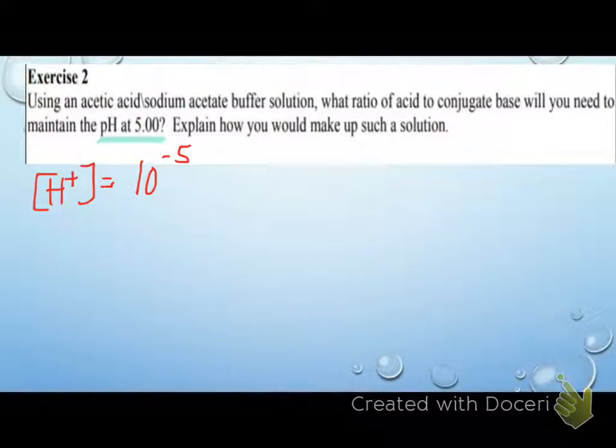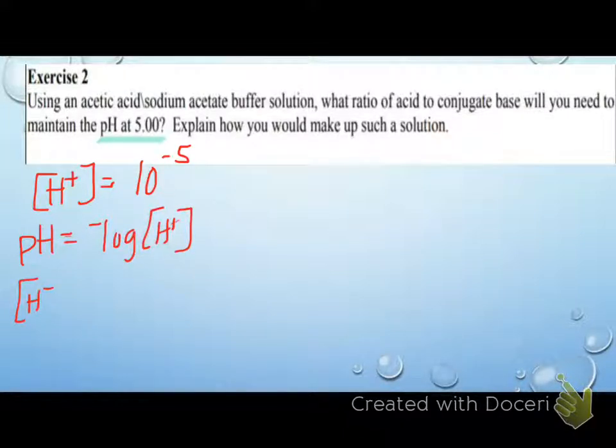Wait, how do you know that? Because pH is equal to negative log of hydrogen, right? So hydrogen concentration is equal to 10 raised to the minus pH. And they gave us a pH of 5. So that's also the same thing as 1 times 10 to the negative 5, correct?